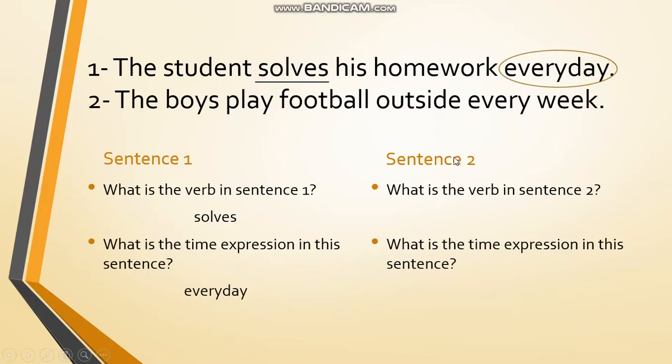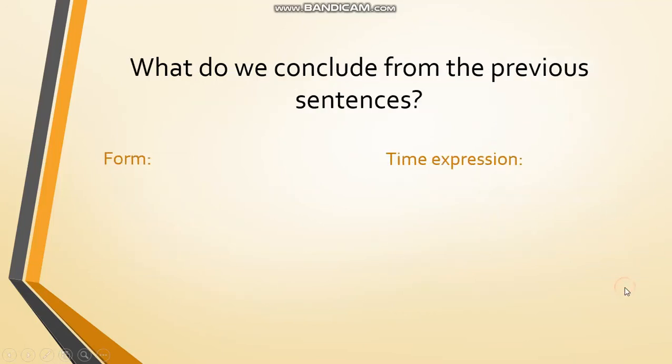In sentence number 2, the boys play football outside every week. What's the verb in sentence number 2? It's play, and it comes after the subject, the boys. What's the time expression in this sentence? It's every week. So what do we conclude from the previous sentences? We concluded two things: the form and the time expression.